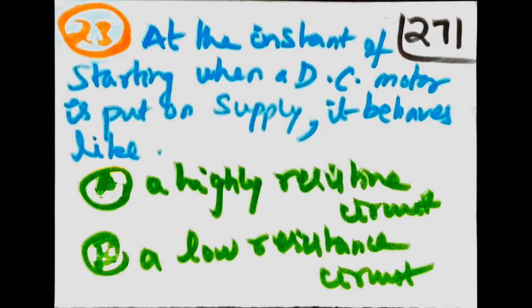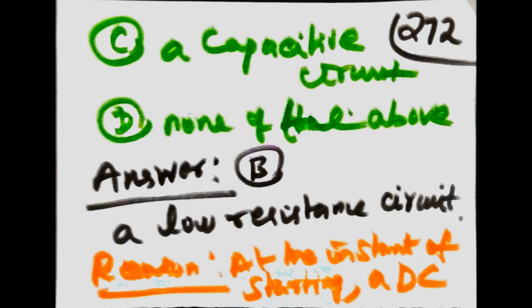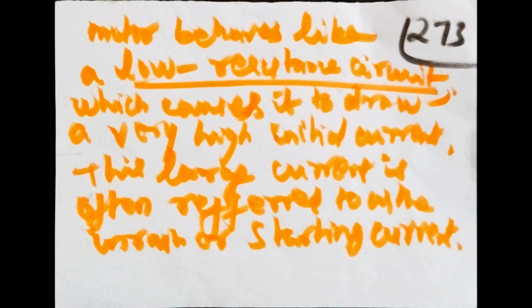23rd question. At the instant of starting, when a DC motor is put on supply, it behaves like: answer B, a low resistance circuit. Reason: at the instant of starting, a DC motor behaves like a low resistance circuit, which causes it to draw a very high initial current. This large current is often referred to as the inrush or starting current.